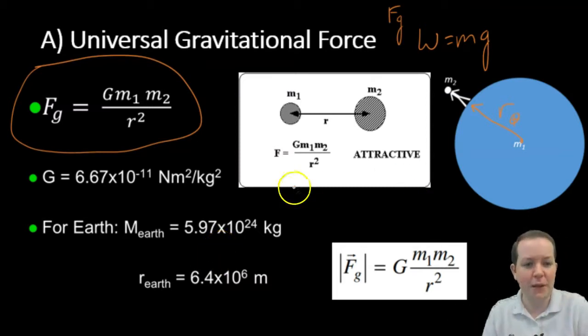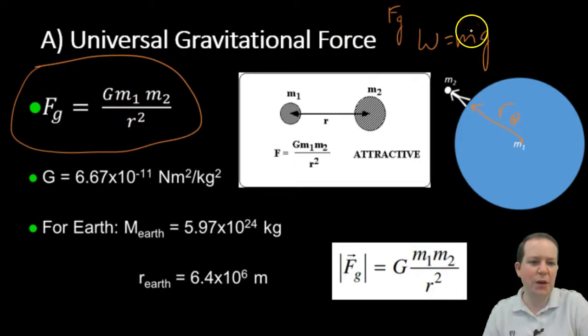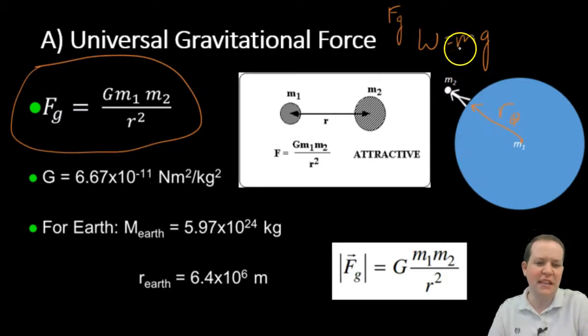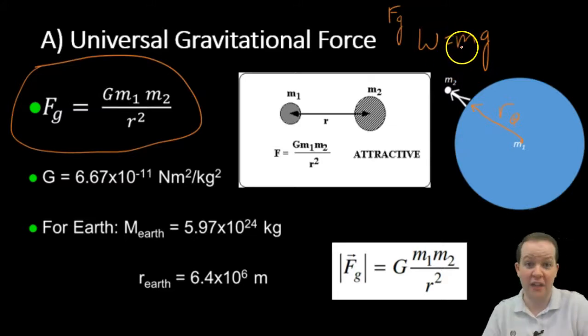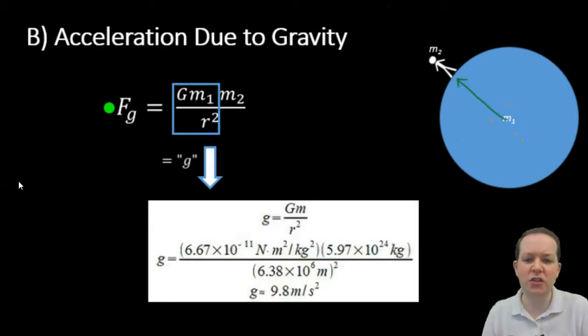That's the force of gravity equation. It's more general. It can be used universally, whereas this one is just for the planet Earth. You can't use this between, say, Jupiter and the sun. Next, part B, the acceleration due to gravity.